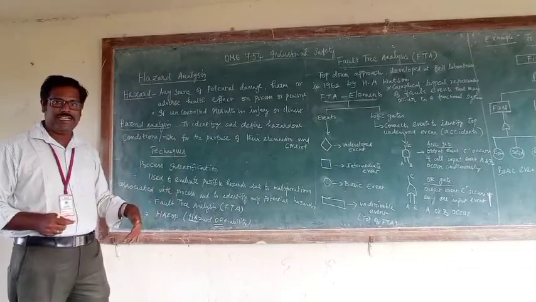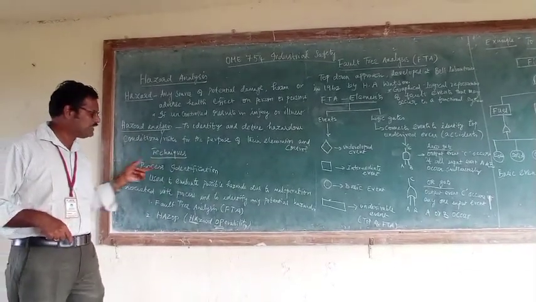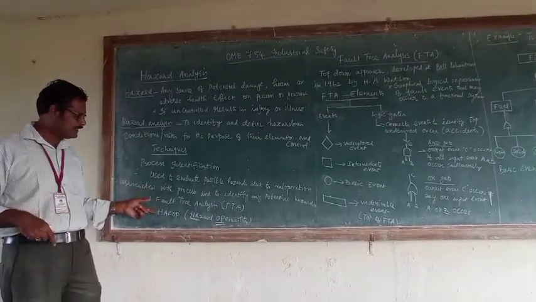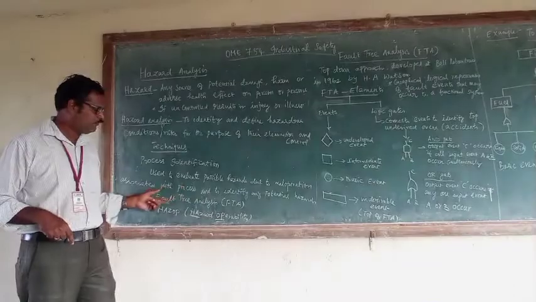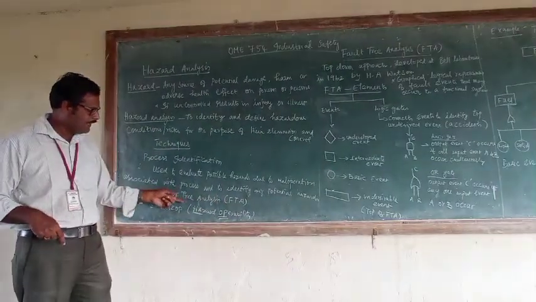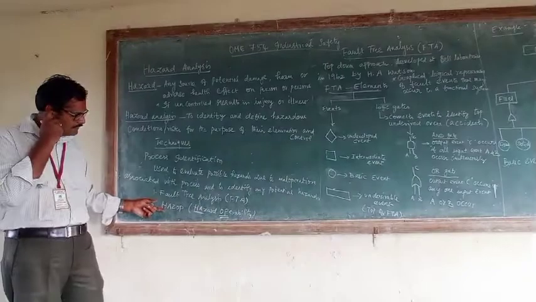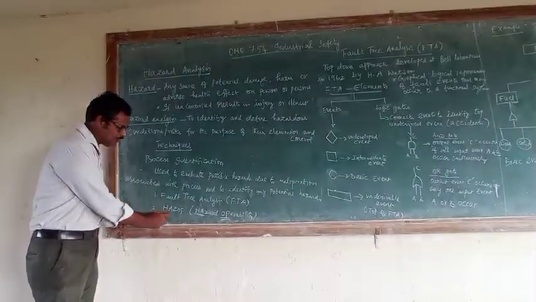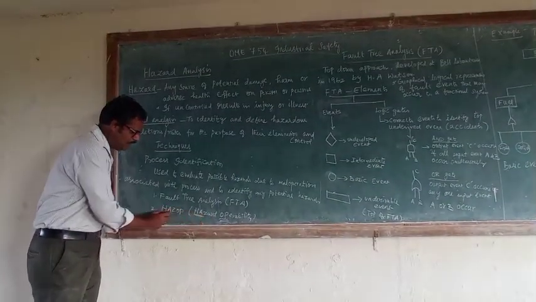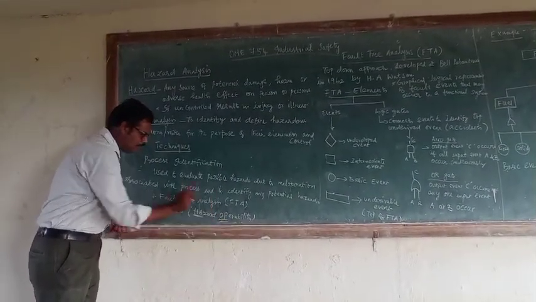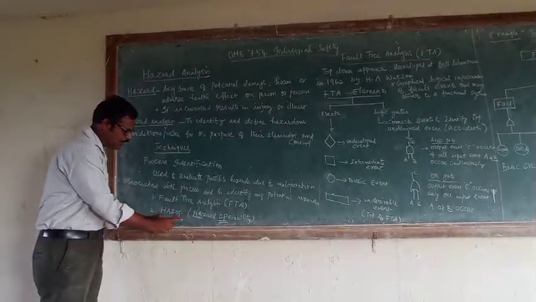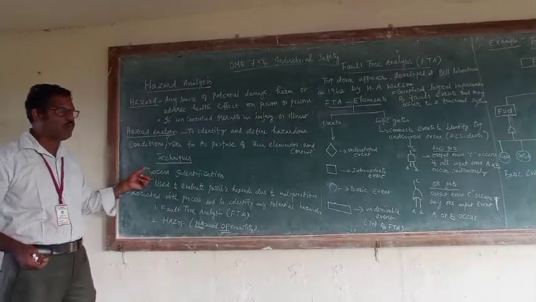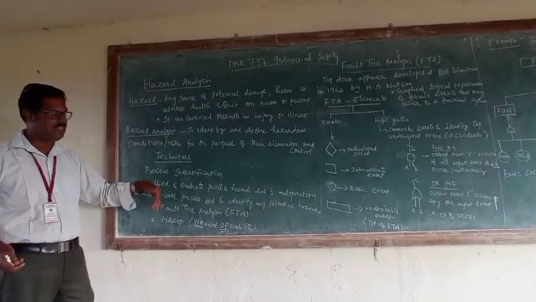We have many techniques in our syllabus, but we have only the process identification technique. In this process identification technique, you have two analyses. One is fault tree analysis, FTA, and another analysis is hazard operability, abbreviated as HAZOP: HA for hazard and OP for operability. These two analyses come under process identification, and this is mentioned in our syllabus.